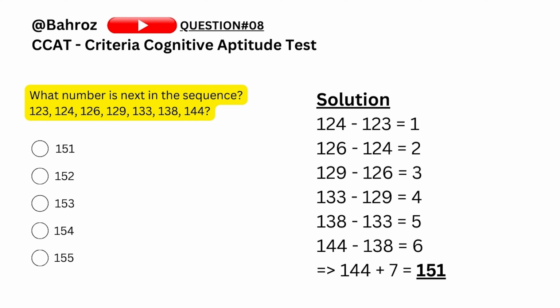126, 124, there's a difference of 2. 129, 126, there's a difference of 3. So there's a series within the series. If you see, its difference is increasing: 1, 2, 3, 4, 5, 6. So the next or the last one would be 7. So 144 plus 7, which is 151.